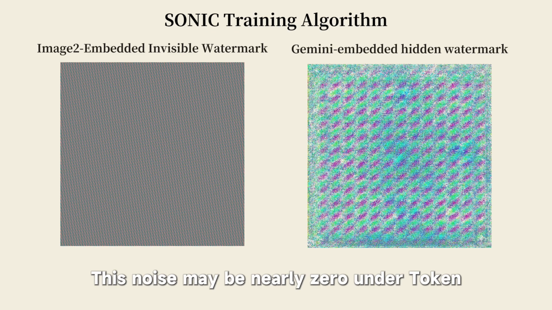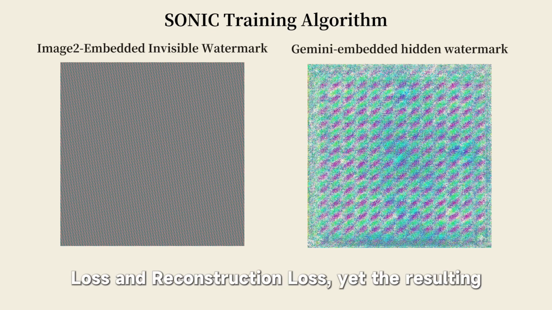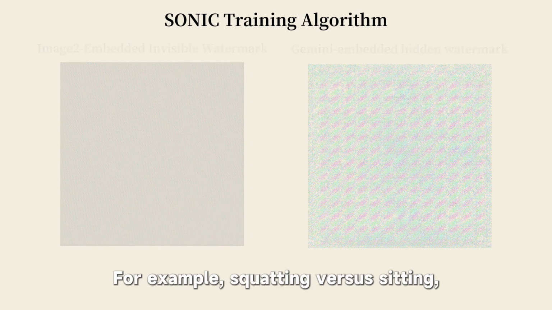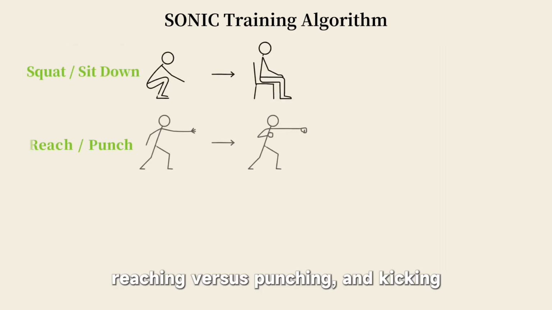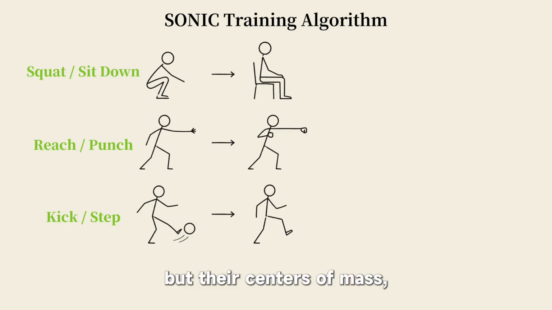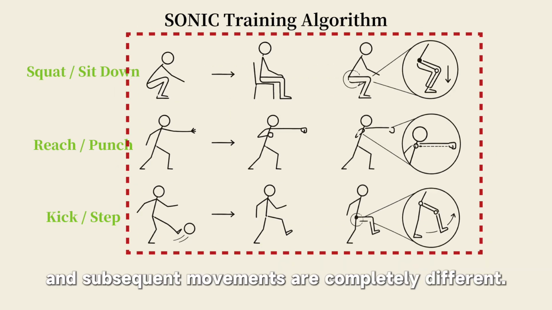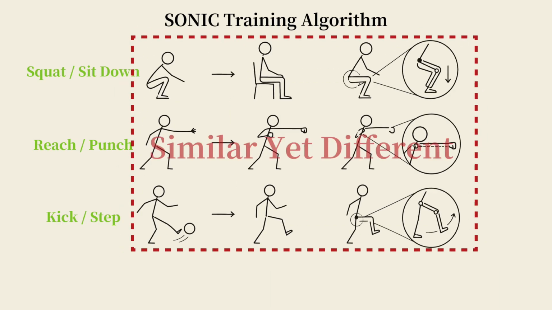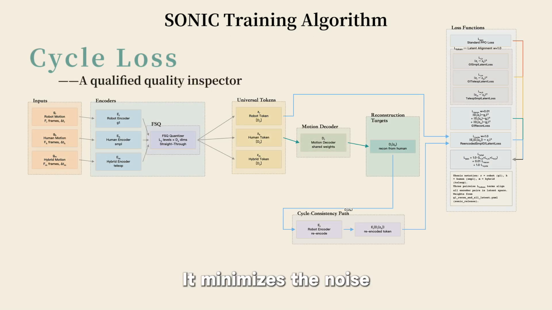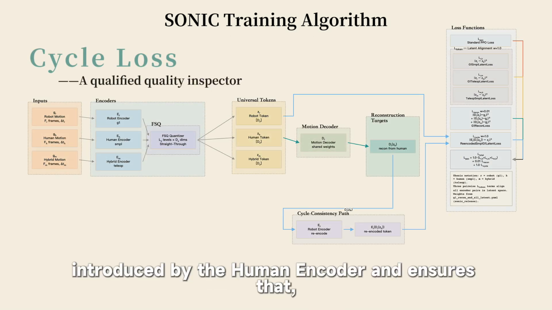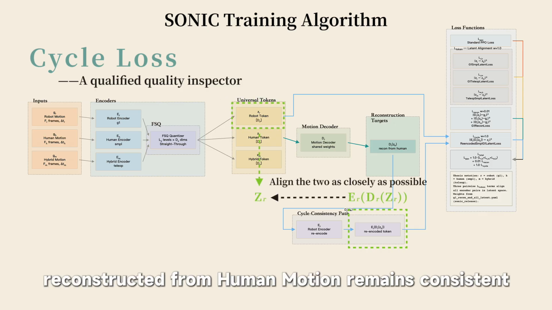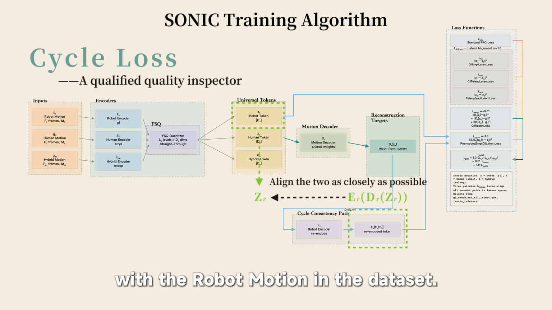This noise may be nearly zero under token loss and reconstruction loss, yet the resulting tokens may still express different meanings. For example, squatting versus punching, and kicking a ball versus stepping may look very similar in terms of joint posture, but their centers of mass, ways of applying force, and subsequent movements are completely different. Cycle loss therefore provides a second quality check. It minimizes the noise introduced by the human encoder and ensures that, to the robot decoder, robot motion reconstructed from human motion remains consistent with the robot motion in the dataset.